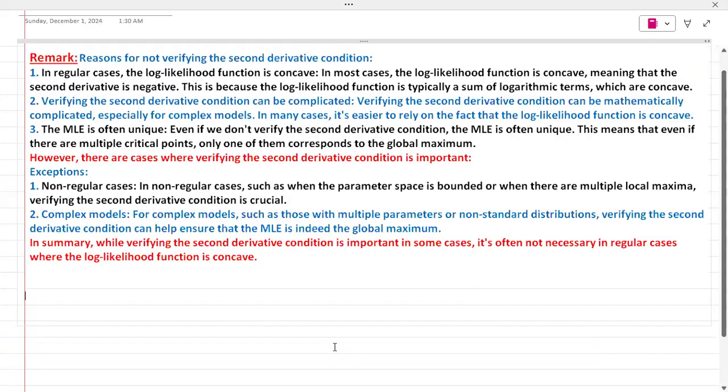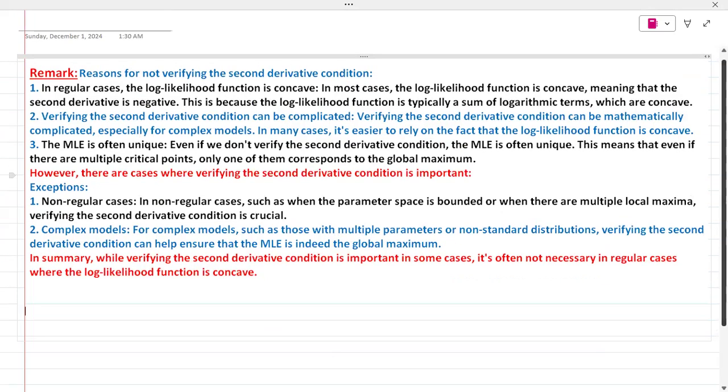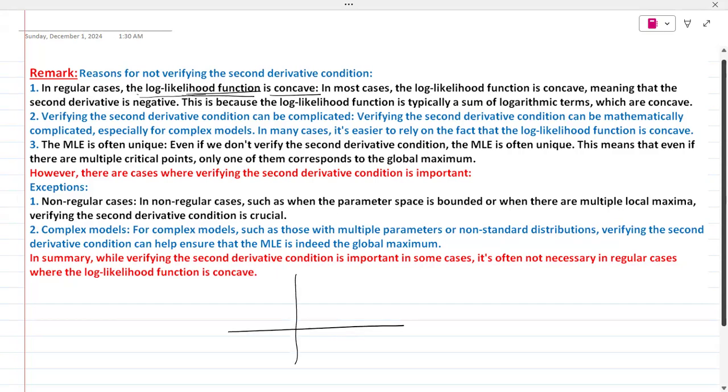Here is the reason mentioned for why we skip or do not verify the second derivative condition. In regular cases, the log likelihood function, log of L, is concave. What is the meaning of concave? It means that its shape is like this log function. This is called concave.